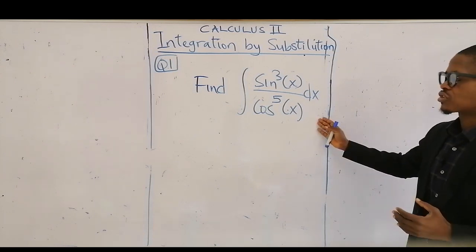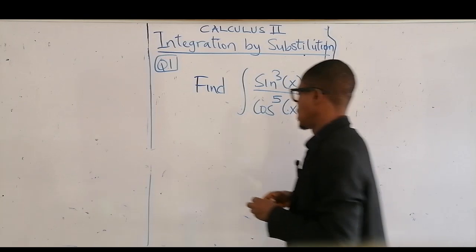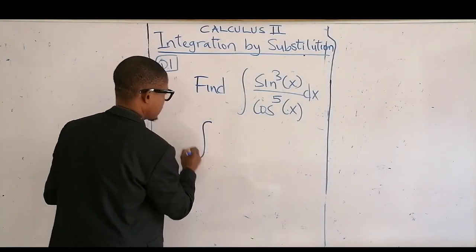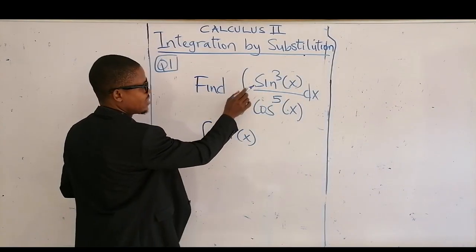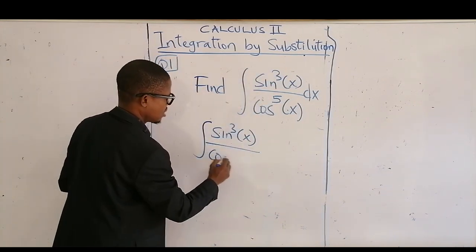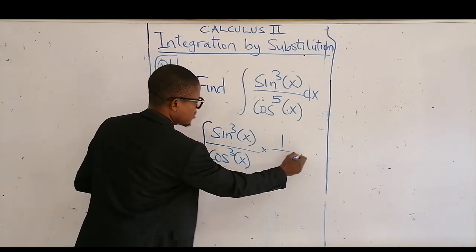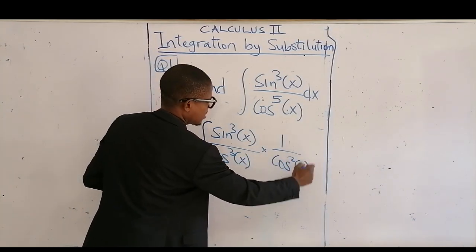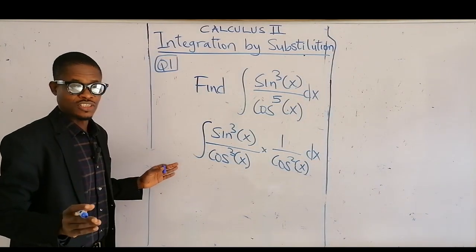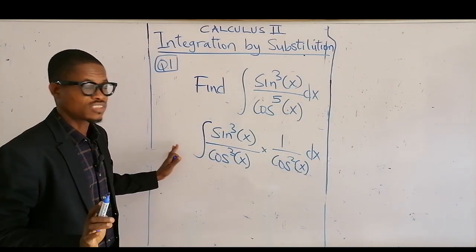Okay, so if you check this question, the first thing we can do is a little algebra here, and that will be the integral of this. We want to make the power here and the power here the same thing, and that will be cos cube of this, and then times 1 over cos square x dx. We have not altered the question. We just try to make sure that the power here is the same thing. That's just a little algebra.